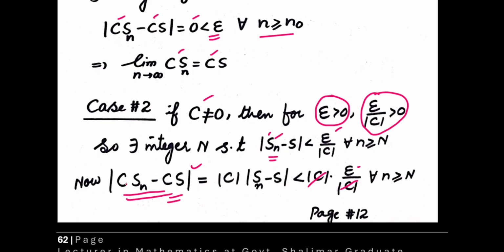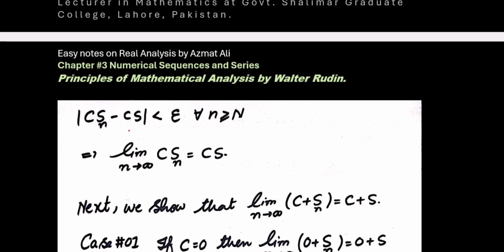Now consider what we have to show, Csn minus Cs. By applying the property of absolute value, taking C common from the absolute value, this becomes absolute C times absolute Sn minus S. Now using this inequality, this is less than epsilon by absolute C, and after cancelling absolute C with C, this becomes Csn minus Cs less than epsilon, and this shows that its limit is equal to Cs.